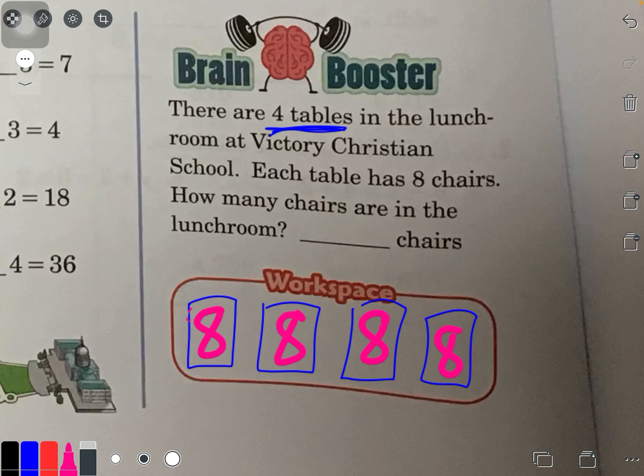Now I can do this. It says how many chairs are in the lunchroom. I can do 8 plus 8 plus 8, or I can do the 4th grade way. I can do 4 tables times 8 chairs. And we know our 4 times tables, right? 4, 8, 12, 16, 20, 24, 28, 32. It's 32. There are 32 chairs in the lunchroom.